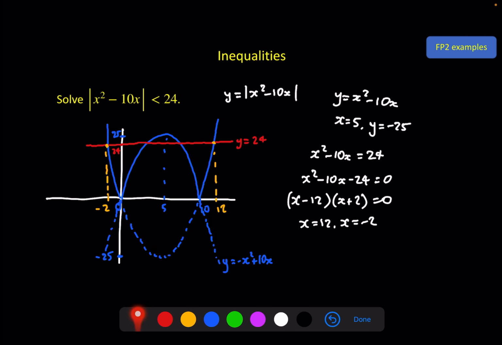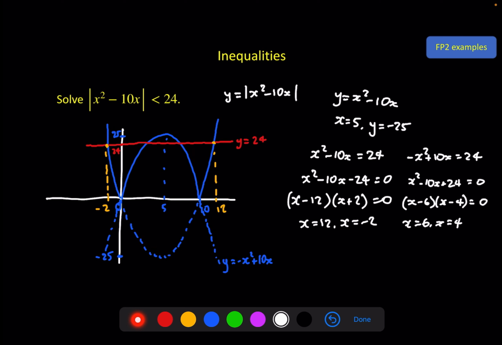So I'm doing 2 sets of solutions. So we've got minus x squared plus 10x equals 24, and that changes it just enough to be different. x squared minus 10x plus 24 equals 0. This time we get x minus 6, x minus 4. x is equal to 6 and x is equal to 4. Obviously either side of the 5. So here we've got 6, here we've got 4. And if you did that one first, of course, it wouldn't give you these 2 points.